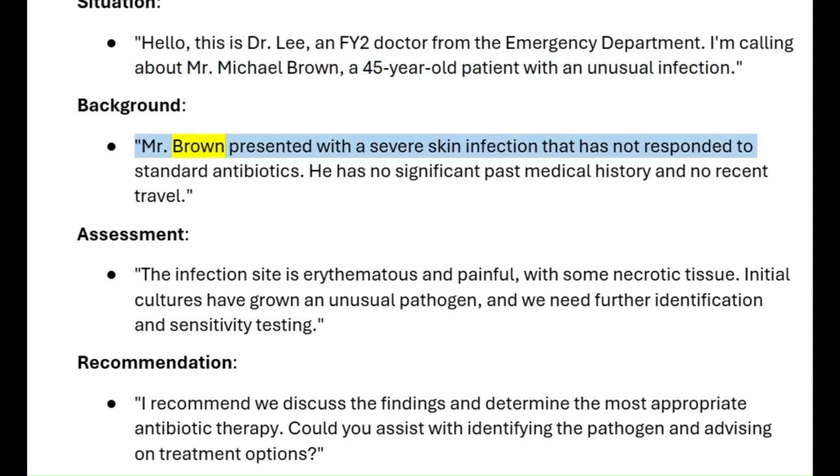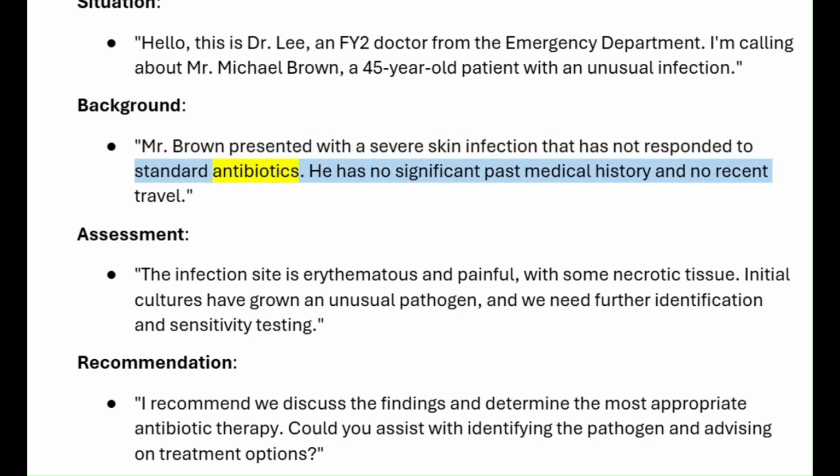Background. Mr. Brown presented with a severe skin infection that has not responded to standard antibiotics. He has no significant past medical history and no recent travel.